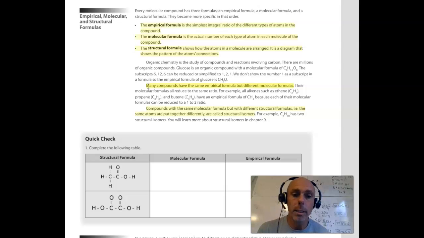So ultimately, to know what kind of a molecule we're dealing with and how it's going to behave, we want to know the structural formula. That's not something we're going to learn how to do today. It'll come to us later.